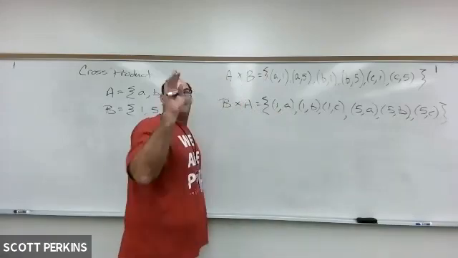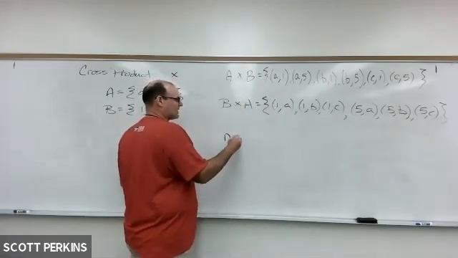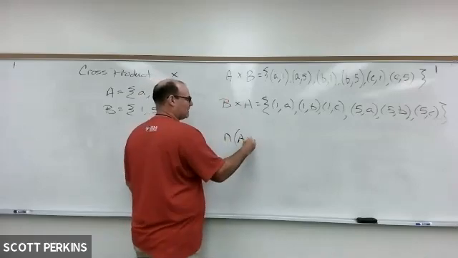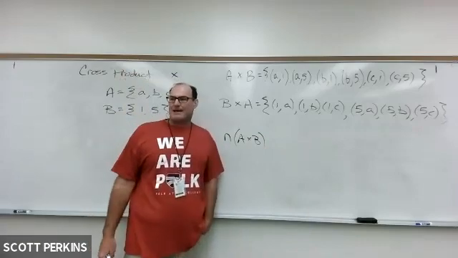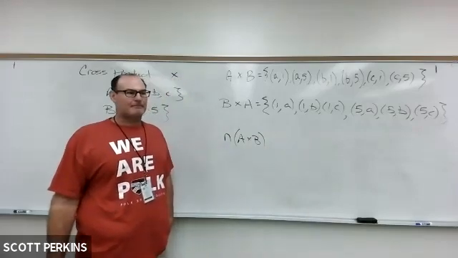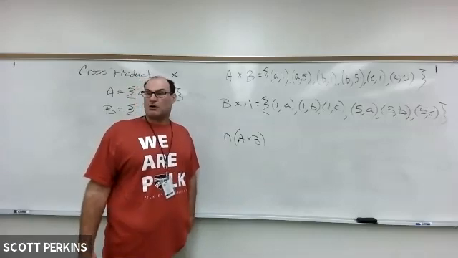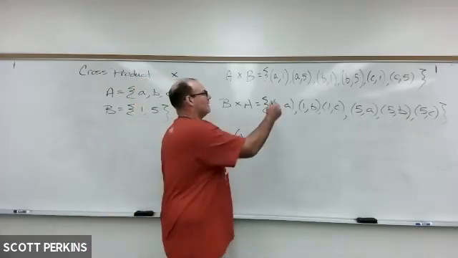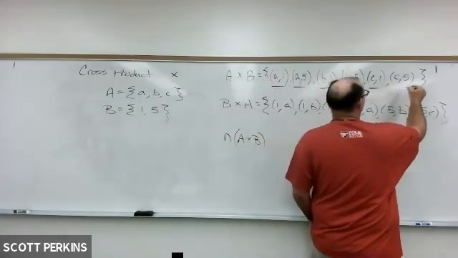All right, last thing from this section. The last thing I want to ask you is this. What's the cardinality of A cross B? How many elements are in that set? Sure, go ahead and answer. 6, yeah. There's 1, 2, 3, 4, 5, 6.